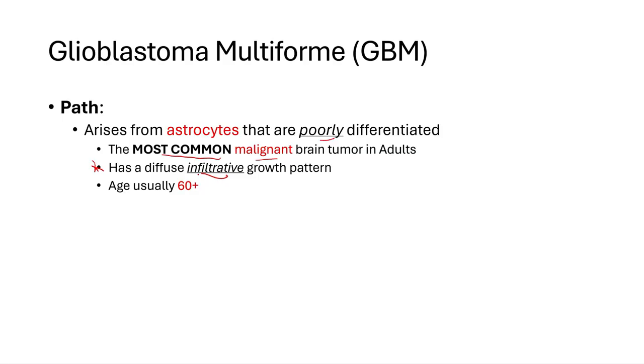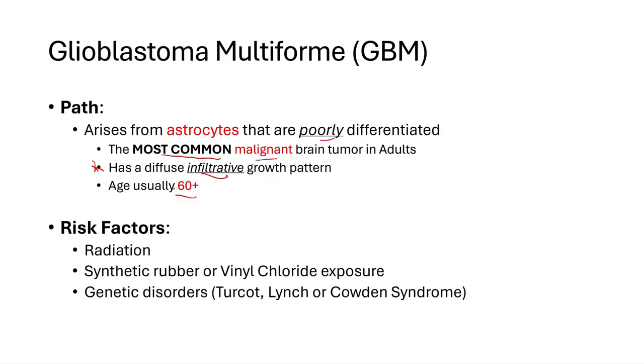prognosis associated with GBM. Now, GBM is classically seen in older individuals, usually above the age of 60. It also has some associated risk factors, such as radiation, and exposure to synthetic rubber or vinyl chloride. Those people who work with tires, mechanics, or in certain factories are at higher risk for GBM. And of course, genetic disorders as well, such as Turcot or Li-Fraumeni or Cowden syndrome.